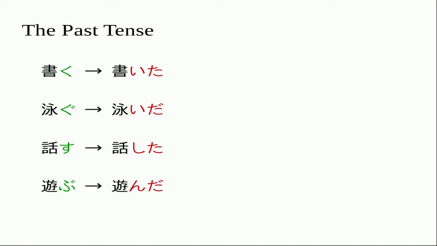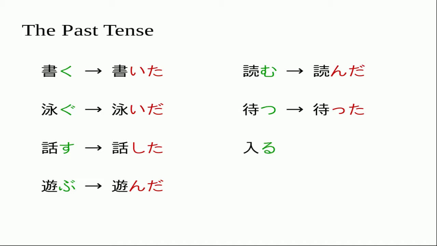Now, the next group is asobu, as in bu. So bu becomes nda. So asobu, asonda. And from the same group, we have yomu, as in to read, and yonda, as in I read. And in the final group, we have matsu, as in to wait, and we have matta. Hairu, as in to go in, haitta. And iru, itta.